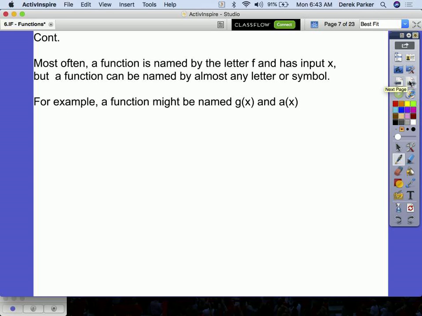Most often, a function is named by the letter f and has an input x. But a function can be named by almost any letter or symbol. For example, a function might be named g of x or a of x, and this might come into play when you're comparing different functions.